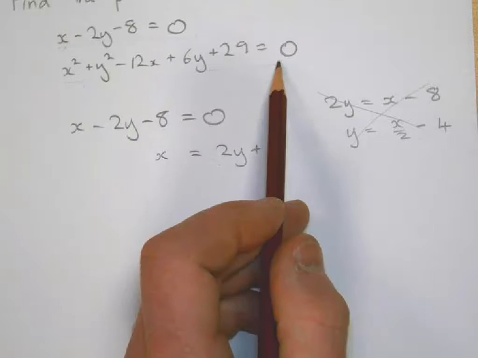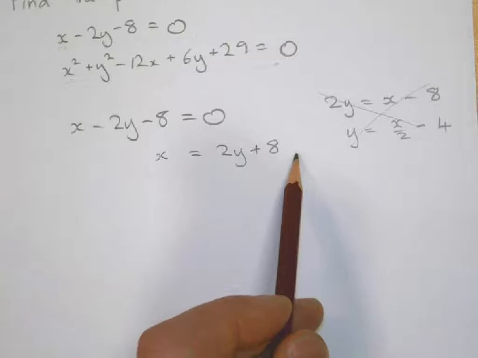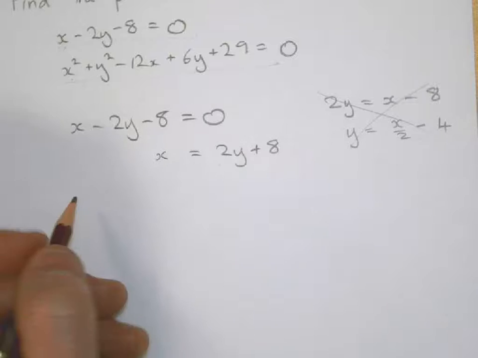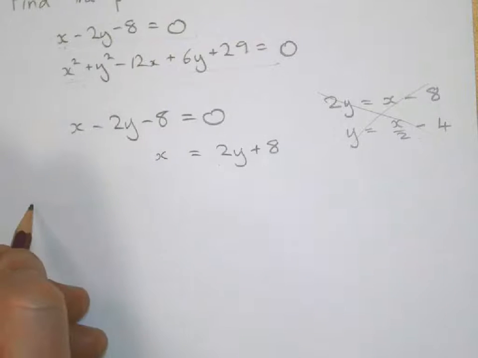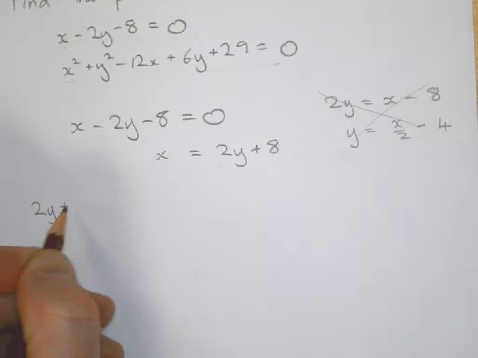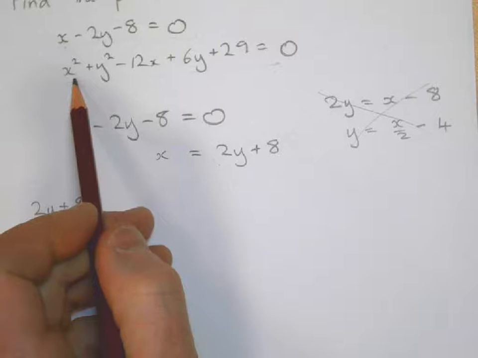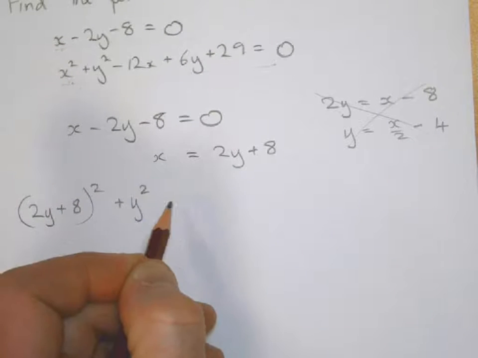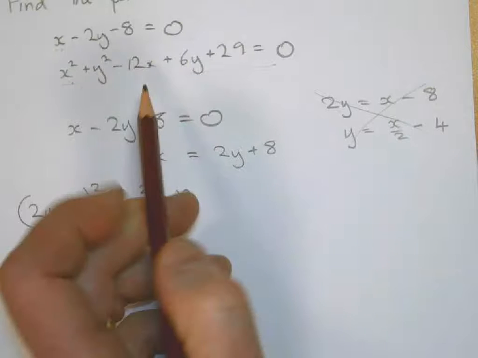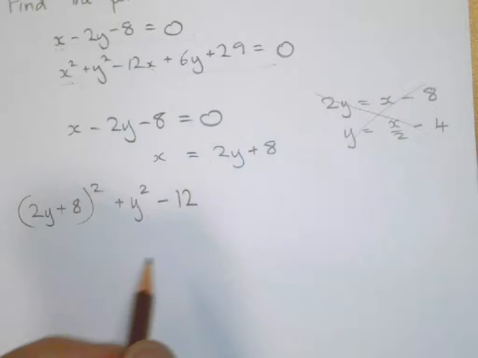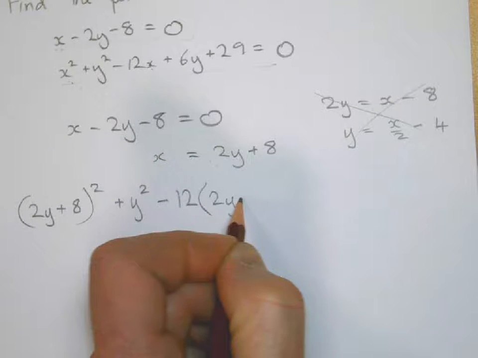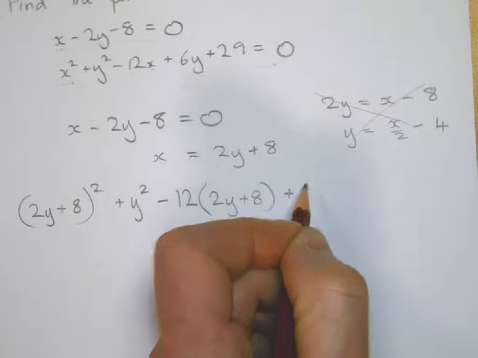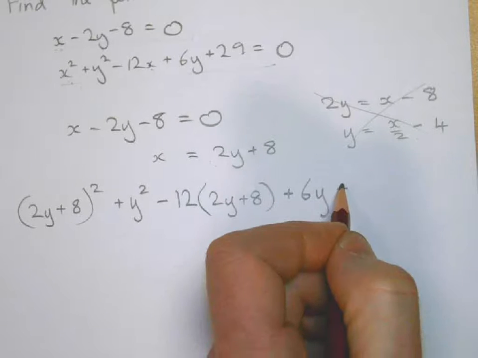So every time we see an x, we're going to replace it with 2y plus 8. So first of all, 2y plus 8, I'm replacing this x here. Then I'm going to add on y squared. And again, I've come across another x, so I'm going to replace that with 2y plus 8 plus 6y plus 29 equals 0.